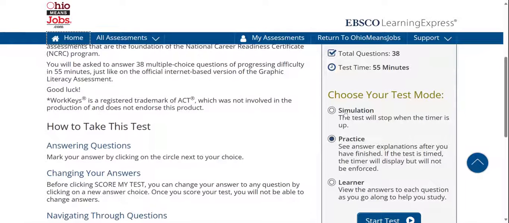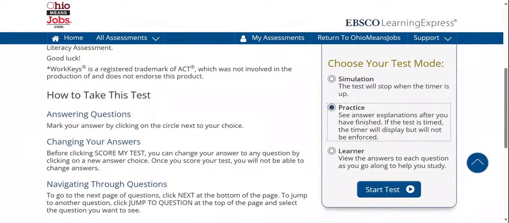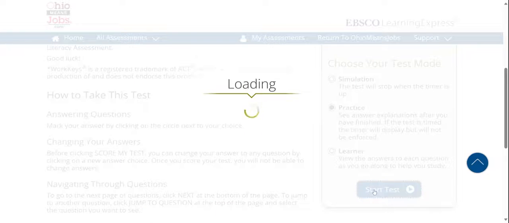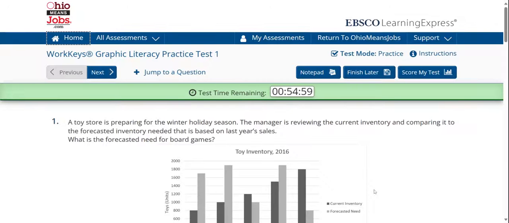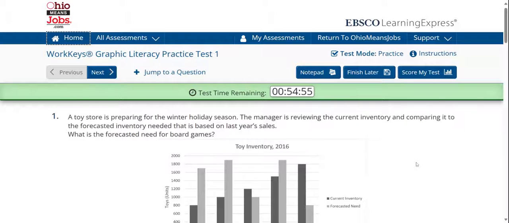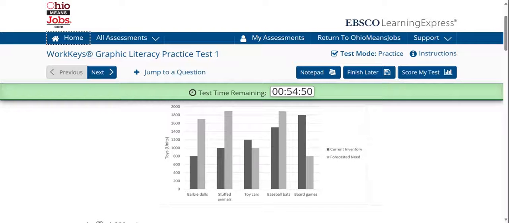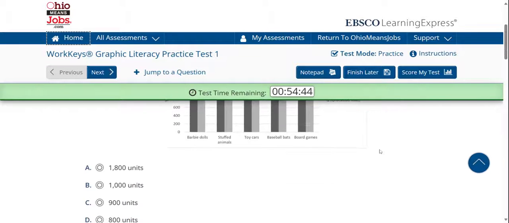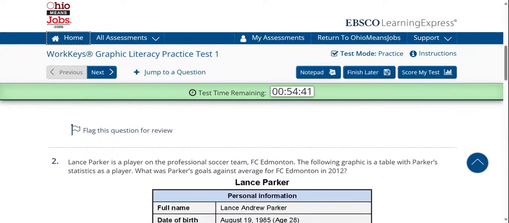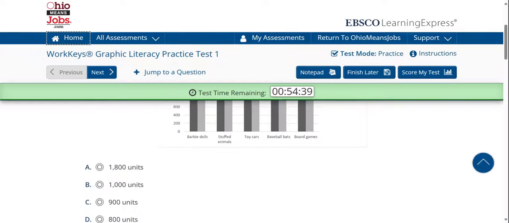So rather than clicking on simulation, I'm going to go ahead and look at the practice. Again, there's also a learner option, but I'm going to click on practice test and then start test. Then we can start to look at the different types of graphic literacy examples that they offer. As you can see here, Right Writers, we see a grayscale bar graph that requires you to take a look at it, and then it offers some questions connected to this particular graph.